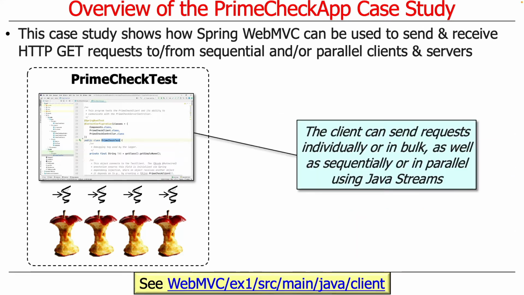The client can send these requests either individually, one at a time, like here's a random big integer, is it prime, here's the result. Or it can send them in bulk: here's 500 random integers, are they prime, and get a result back. That's one thing the client can do. And it can also do this either sequentially or in parallel. We'll see how Java Streams let us make those decisions in a very convenient way, where you can tweak and tune it at runtime to get the behavior you want.